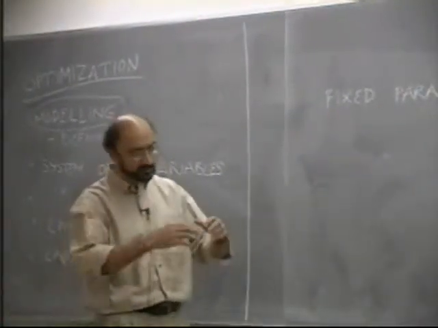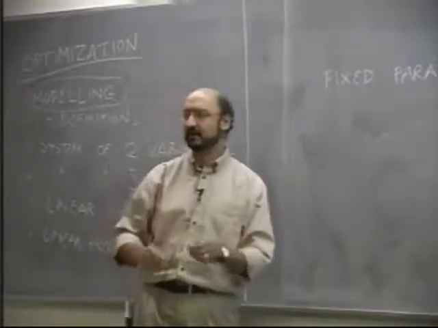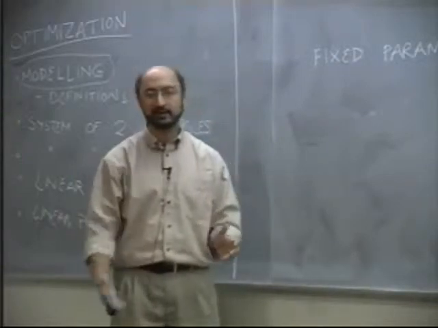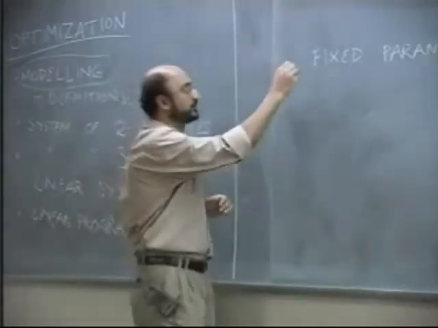So when you look at a system, look at it and say, okay, what are the things that I know for sure are going to be true? What are the things that are given to me, not in my control? Those are called the fixed parameters.